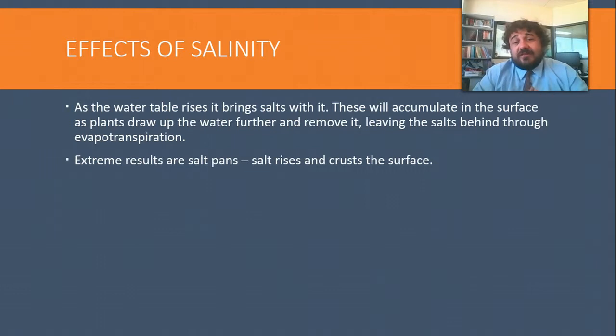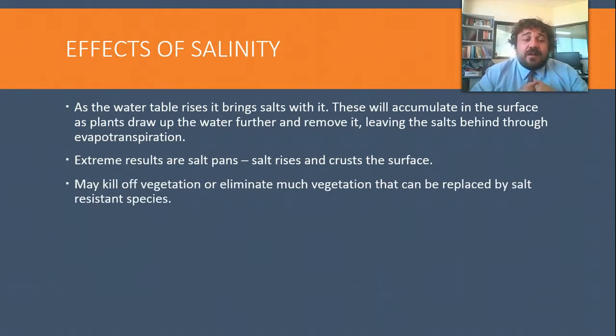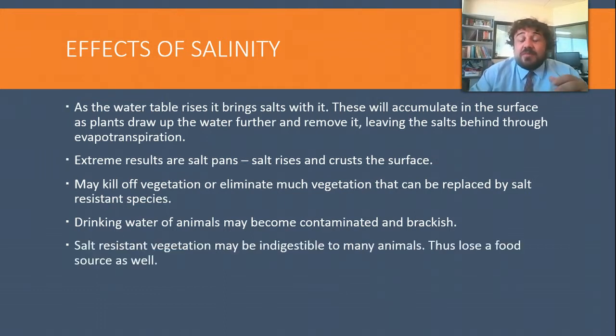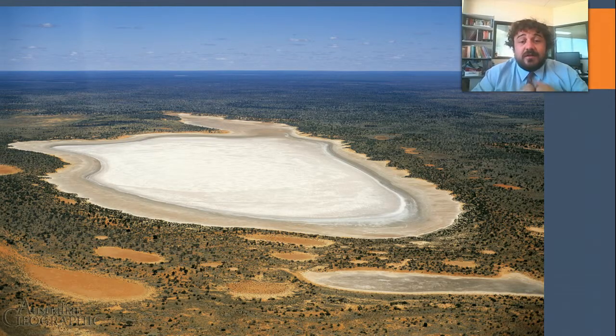Now, the extreme results are salt pans. So this is where salt rises across the surface, but it also may kill off vegetation or eliminate a lot of the vegetation that will be replaced by salt-resistant species. Now, that's not a great idea either, because the drinking water of animals may become contaminated or brackish, but the salt-resistant vegetation is also probably indigestible to many animals. There's too much salt, they can't eat it. So the animals don't just lose a water source, they lose a food source as well.